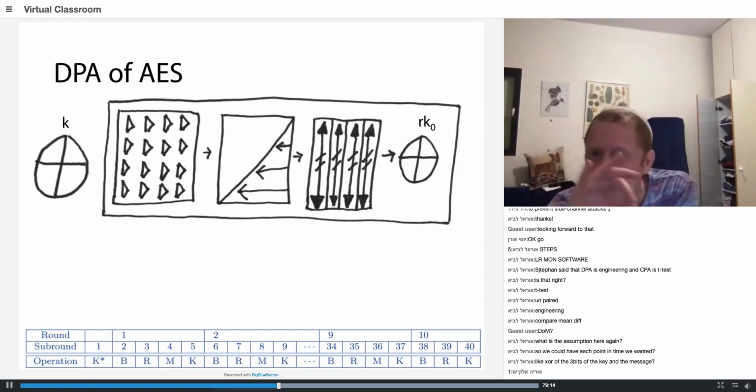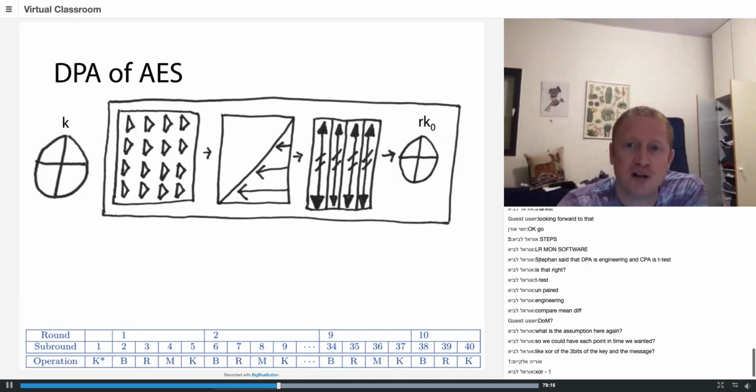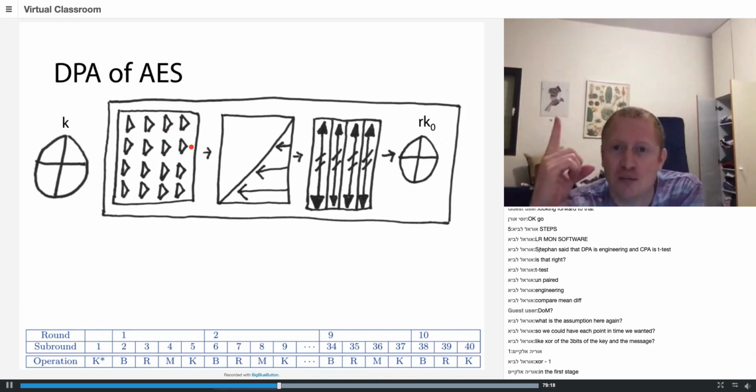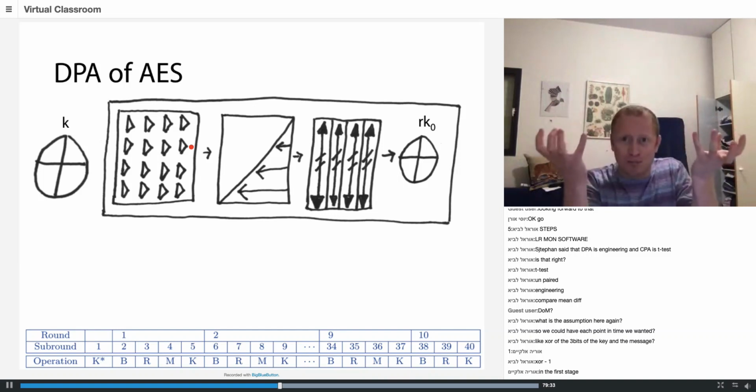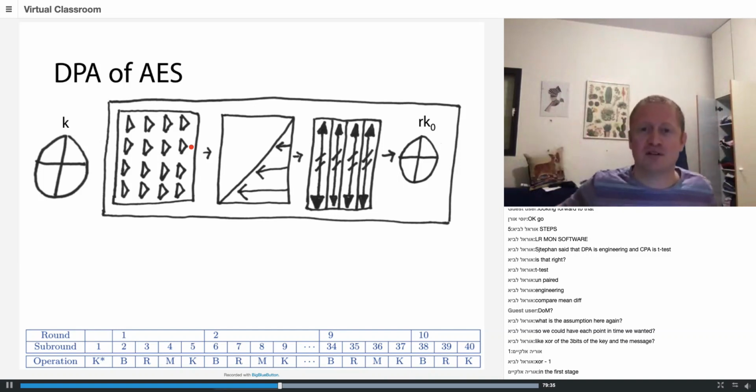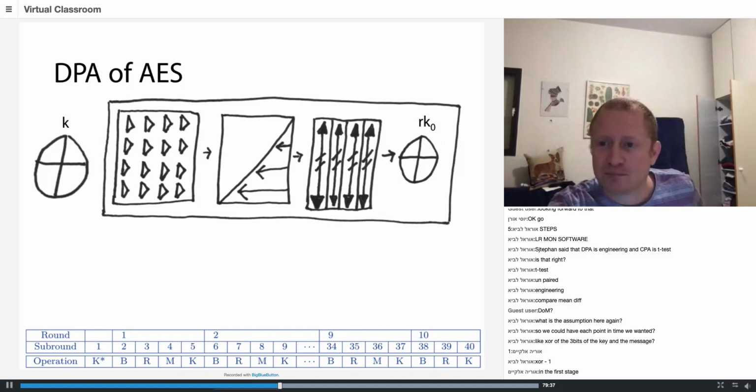So we're going to look at the cipher as it's evolving. Why can I only look at a single bit? Because I only know how to split into two piles. This is how I do distance of means, right? I can only use one bit of the state because I can only compare two batches of traces.